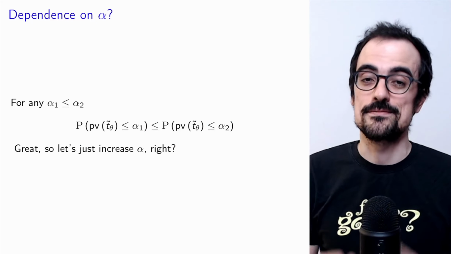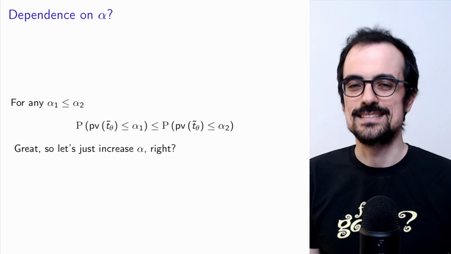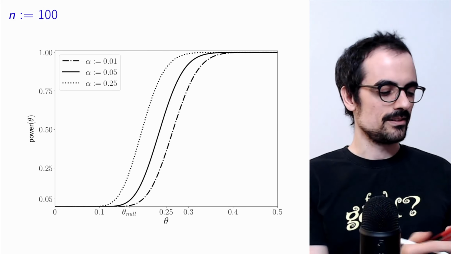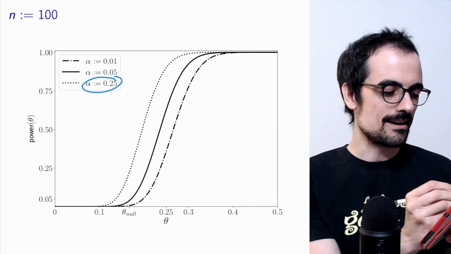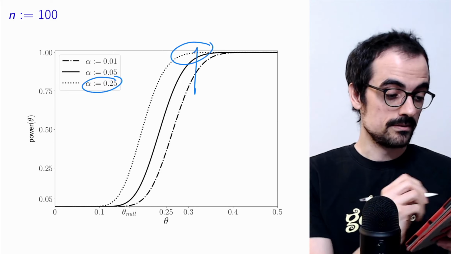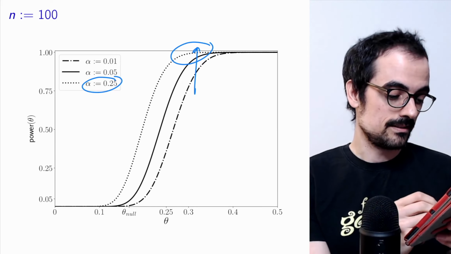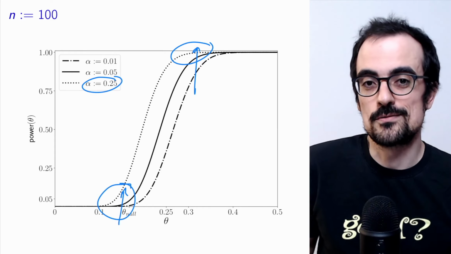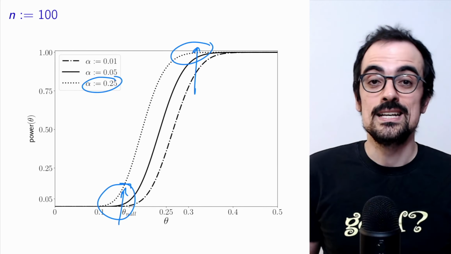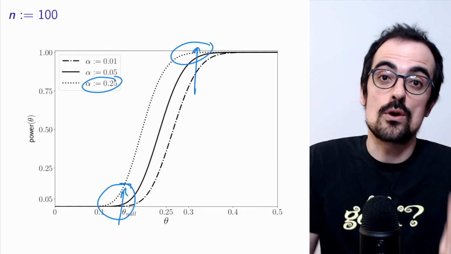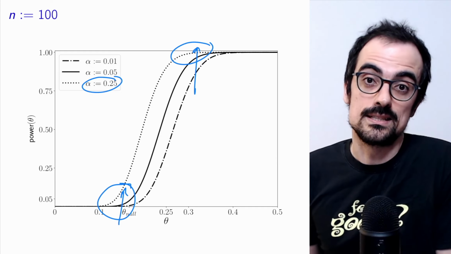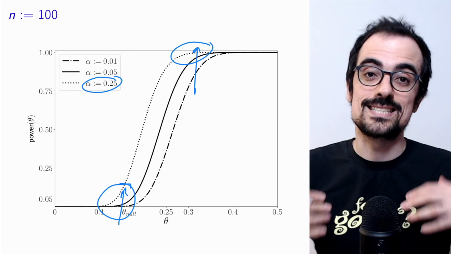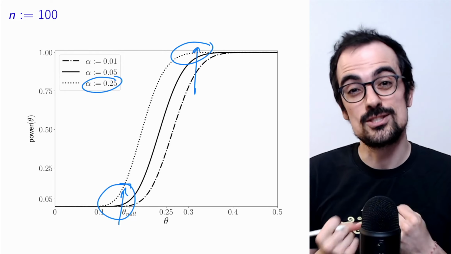I would like you to pause the video and think about that, because I kind of hinted at it a moment ago. Well, the issue is that indeed you can see that for higher alpha, the power goes up. That is true. But the probability of a false positive also goes up. In fact, the probability of a false positive is equal to alpha. So here, if we set alpha to 0.25, 1/4 of the time we're going to be saying that the die is biased, but it is actually not biased. And again, the hypothesis testing framework is set up so that we avoid false positives. So this is not very satisfying.